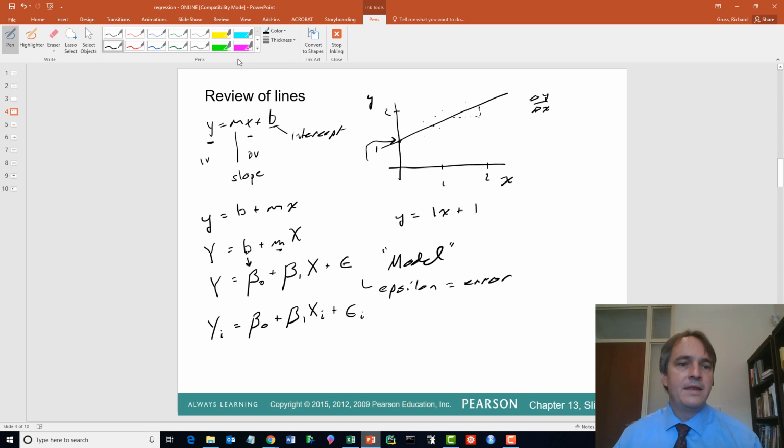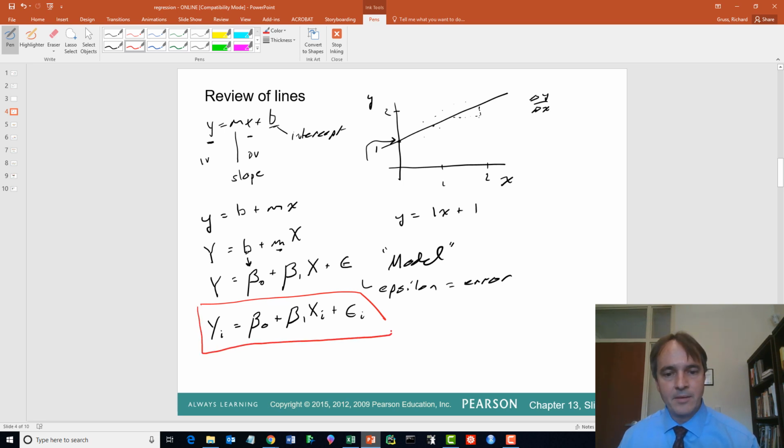Okay, so now what you'll see on the next slide is that this is the model for regression. But I wanted you to see that this is nothing more than the equation for a line that we have rewritten to incorporate the fact that these are population parameters, that there's going to be some error, and that each of these y's and x's have to be on the same corresponding row. Okay, so let's take a look at what that model looks like.